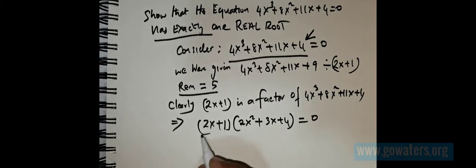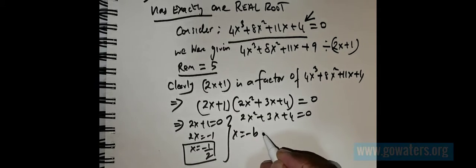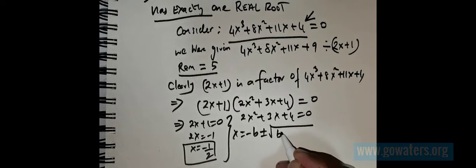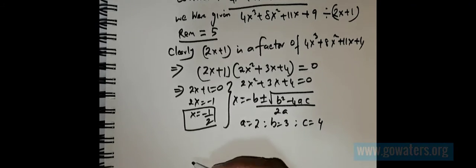Now, clearly from here, 2x + 1 = 0, which means 2x = -1, which means x = -1/2. So this is a root. Now, from here, 2x squared + 3x + 4 = 0. If I were to use the quadratic formula, x = (-b ± root of b squared - 4ac) divided by 2a, then the value of a is 2, the value of b is 3, the value of c is 4.